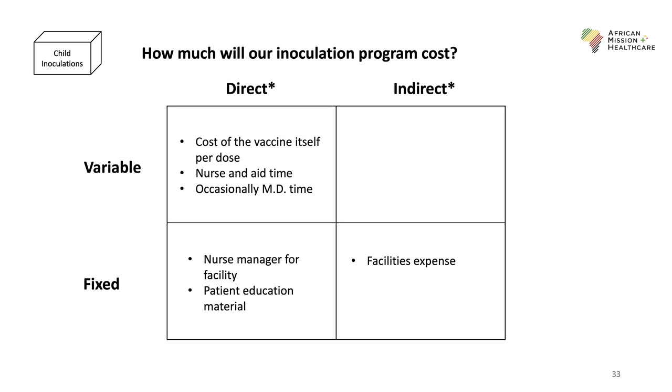We certainly have some direct fixed costs that we need to consider. The nurse manager, as I mentioned, or patient education material, some things, a pamphlet that we can hand the patient to read, that they give back to us, is an example of something that is directly related to the inoculation and is yet still a fixed cost. It doesn't vary much with each individual procedure that's performed. And I already mentioned some of the indirect with the facilities expense, but all of these need to be included, and you'll see that in the example.